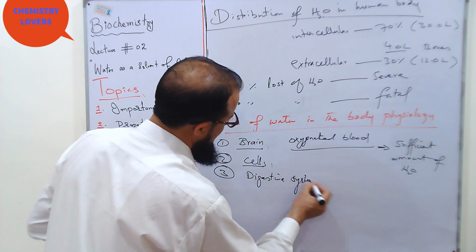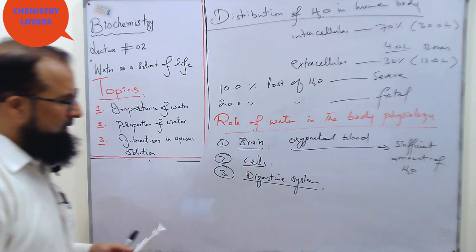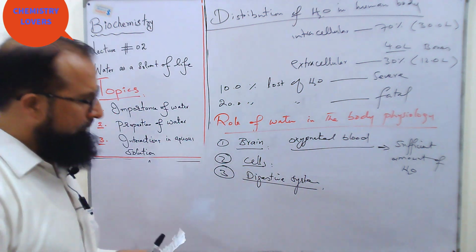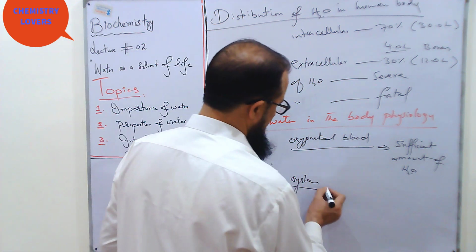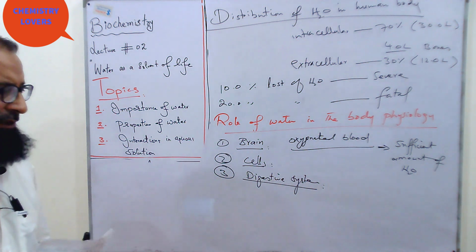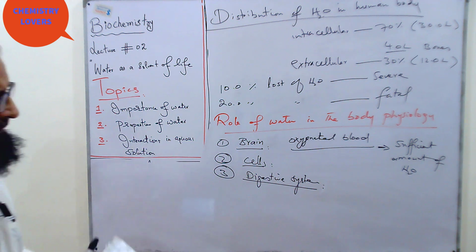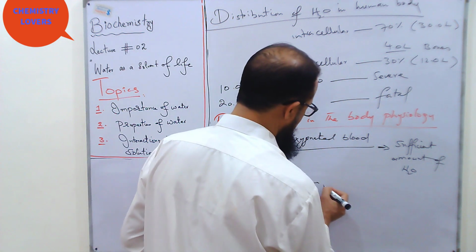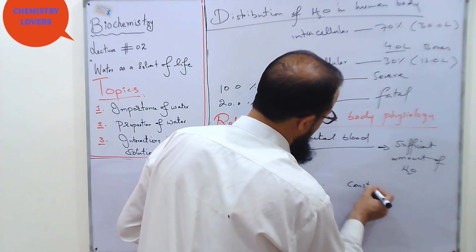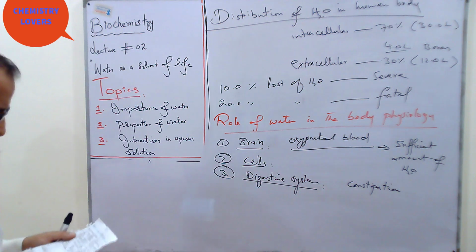So our digestive system basically digests food, and that digestion of food leads to the absorption of food into the bloodstream. So a sufficient amount of water makes the digestion and absorption of food easier, while an insufficient amount of water can cause many kinds of problems like constipation, and constipation is a root cause of many diseases.